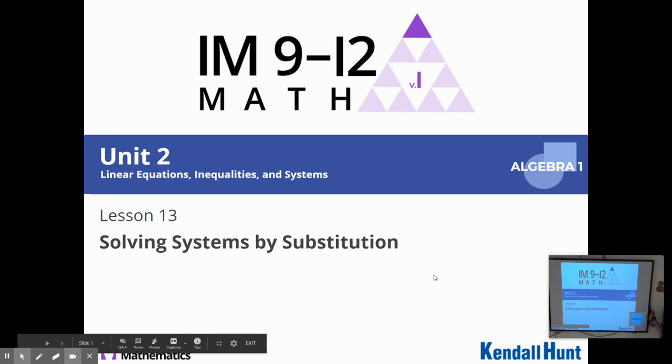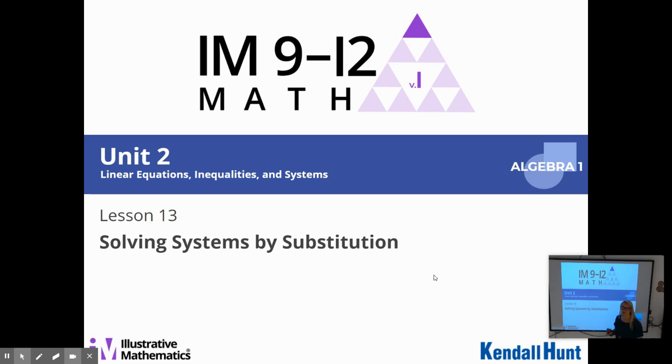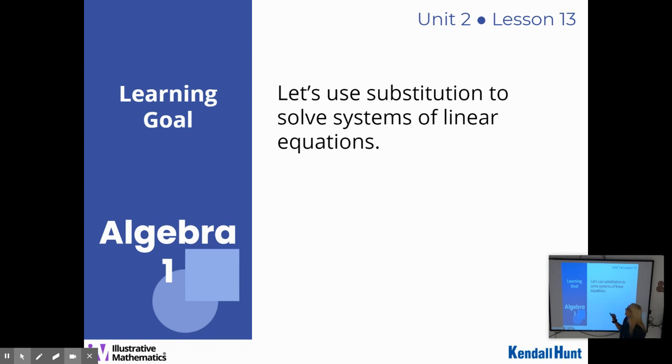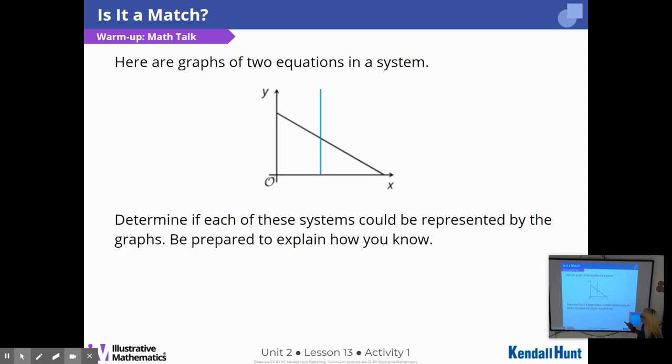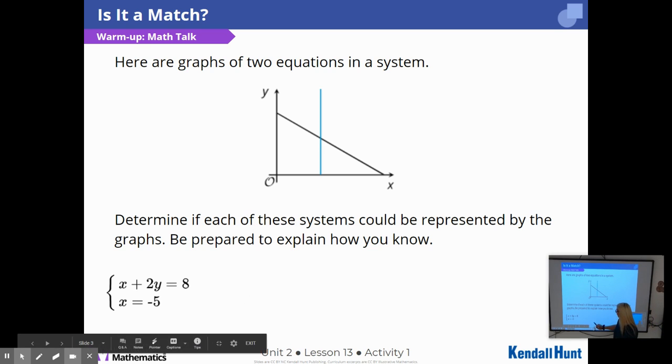All right. Hey guys, so today we're going to look at solving systems of equations through substitution. Before, we looked at how to solve them with a graph, and today we're going to look at how to solve them if we don't have a graph. But let's look at these first couple.